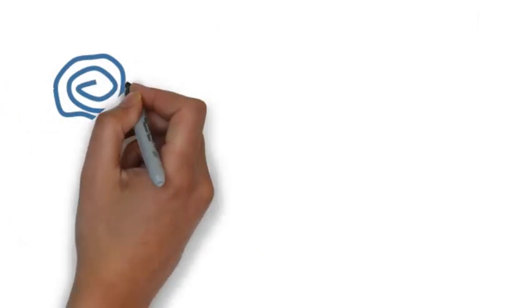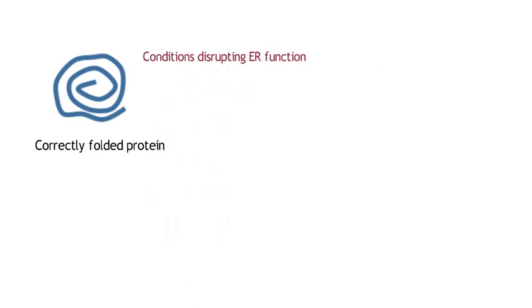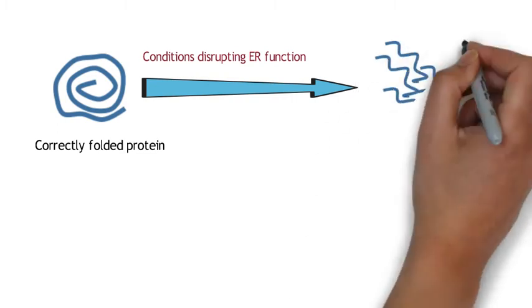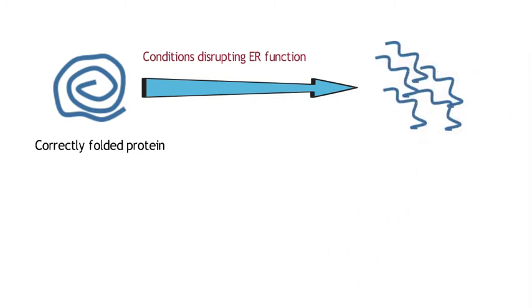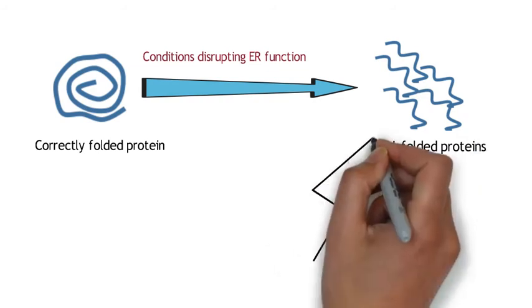Now, conditions that stress the ER can impact its ability to fold proteins, resulting in the accumulation of unfolded or misfolded proteins. This leads to the activation of a specific cellular response called the unfolded protein response, or UPR.